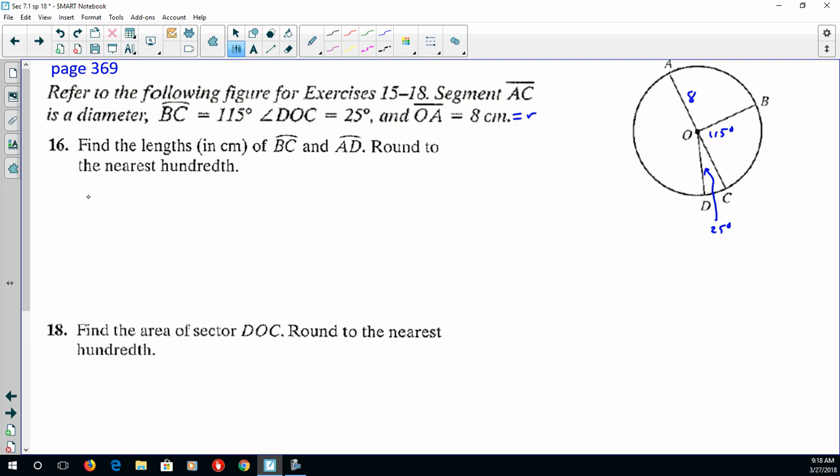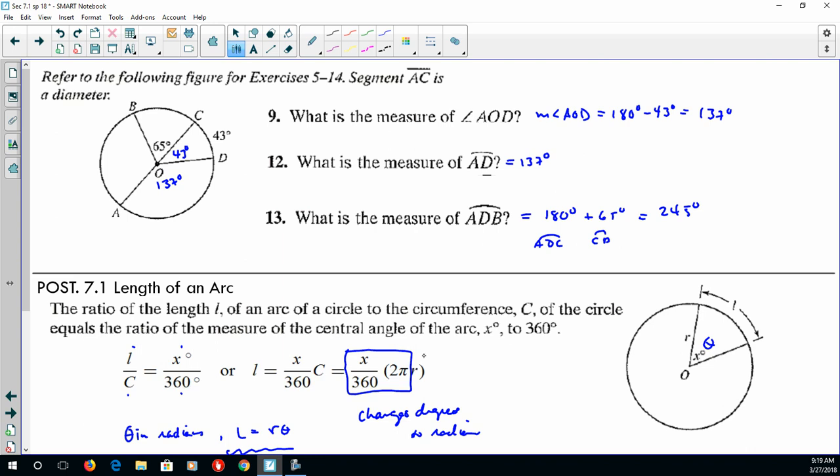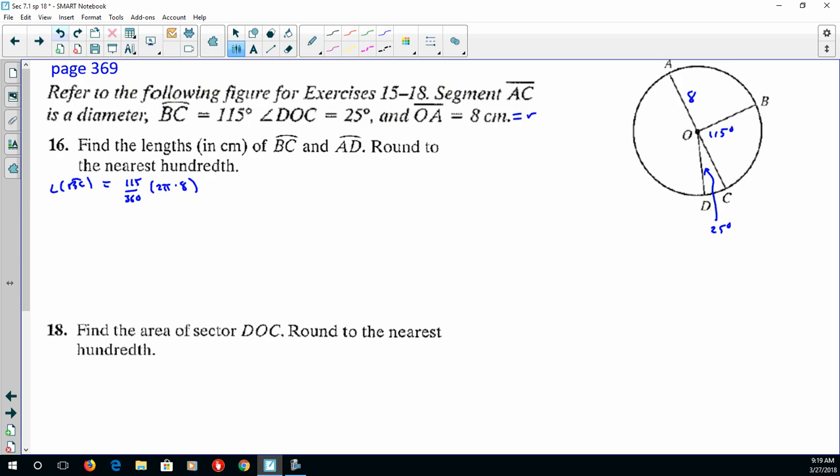Okay, so the length of BC is, well, the angle that forms BC is 115 degrees. You divide that by 360, and you multiply this by the 2 pi r. Okay, make sure I got my formula right. Okay, it's this guy here. X over 360 times 2 pi r. And you want to round this to the nearest hundredth. So this is about 16.06 centimeters.